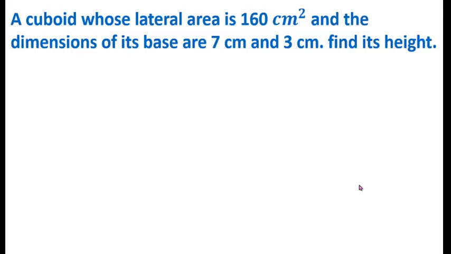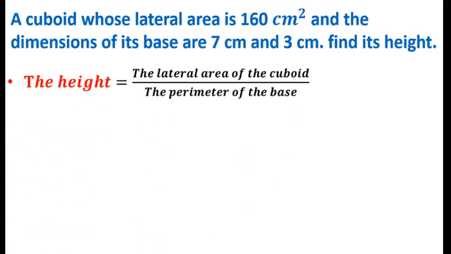A cuboid whose lateral area is 160 centimeters squared, and the dimensions of each base are 7 centimeters and 3 centimeters. Find its height. Again, I was given the lateral area, and the dimensions of the base are 7 centimeters, which is the length, and 3 centimeters, which is the width, and I need to find the height. We just said that we have a rule to calculate the height.